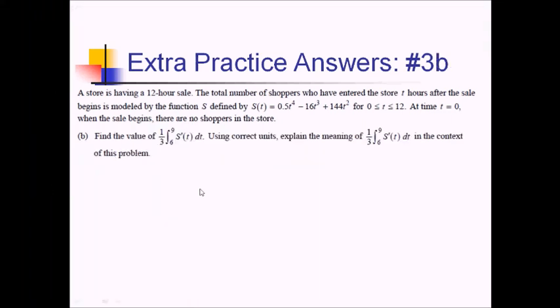For part B, they want us to find the value of 1/3 times the integral from 6 to 9 of s prime of t dt. And then we'll do some other stuff at the end where we explain what it actually means. But let's actually find the value first. Now, there's a few ways to do this.